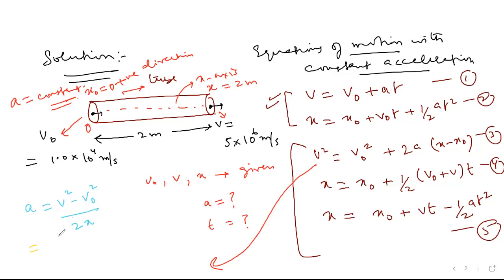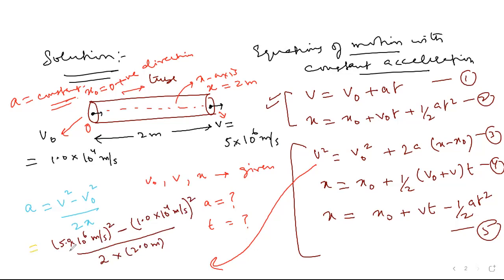V squared. What is V? 5 into 10 raised to power 6 meter per second, squared. Then minus V naught, which is 1.0, then write just 5 for 5.0. 1 into 10 raised to power 4 meter per second, squared, over 2x. Our x is 2 meter. Let me check.